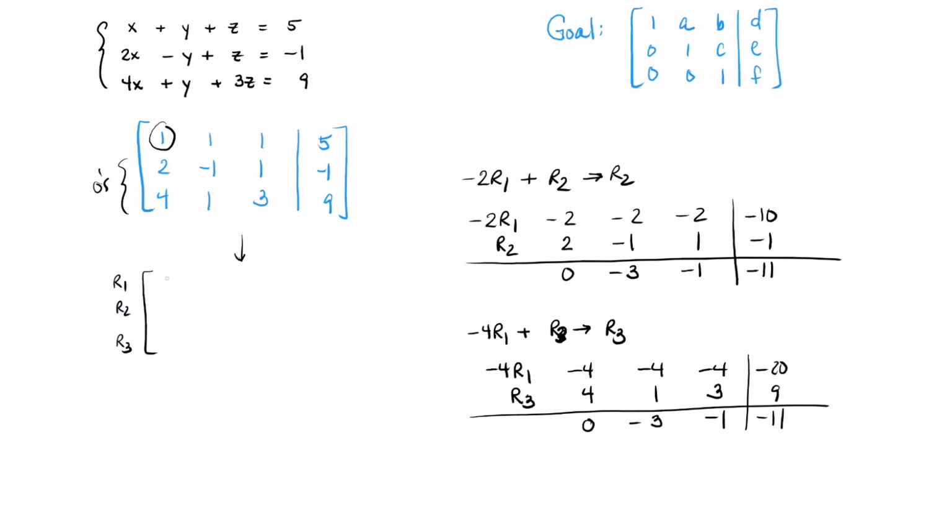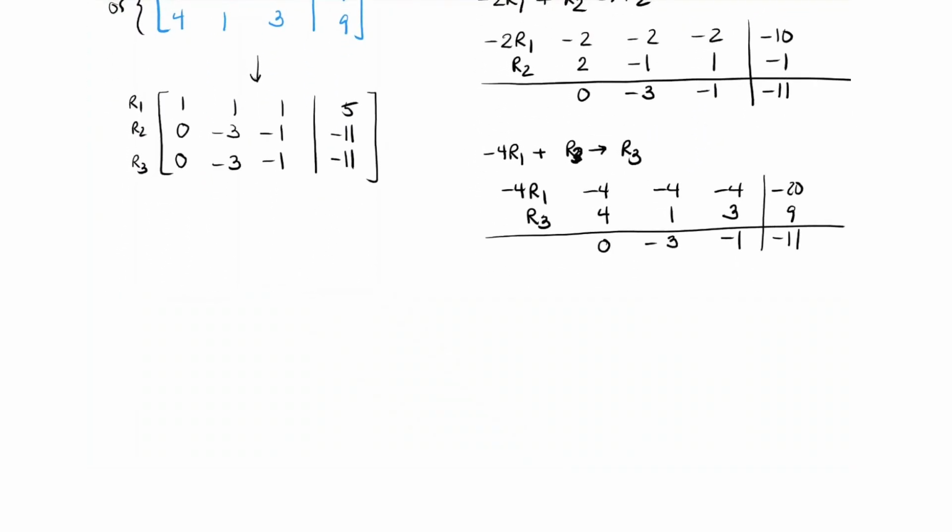The original row 1 is 1, 1, 1, 5. The new row 2 is 0, -3, -1, -11. And so nice, we're going to write it twice. The new row 3 is the same thing. Well, we'll just keep following what we know to do here, and that is make a 1 here. The only way I can really do that is multiplying row 2 by -1/3.